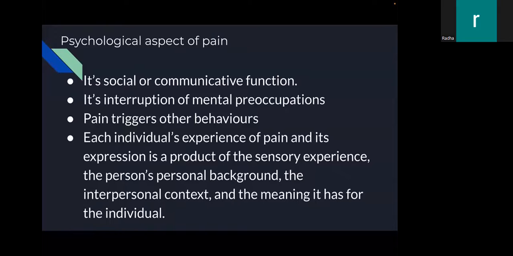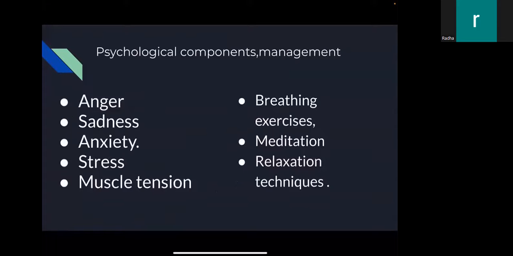So that is why we saw in the beginning itself, it's a sensory, unpleasant, emotional experience. So all that they have given, they will have the impact. So basically, we are going to see what are the psychological components and how are we going to manage it. What are the things that can happen? It can result in anger. It can result in sadness or an anxiety state. It can increase the stress levels, and ultimately it can cause muscle tension also.